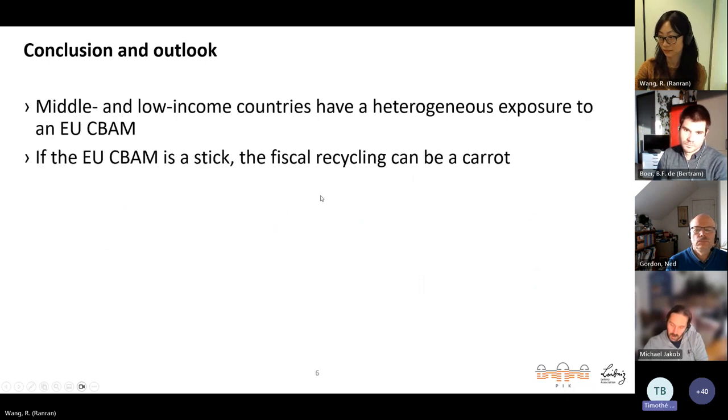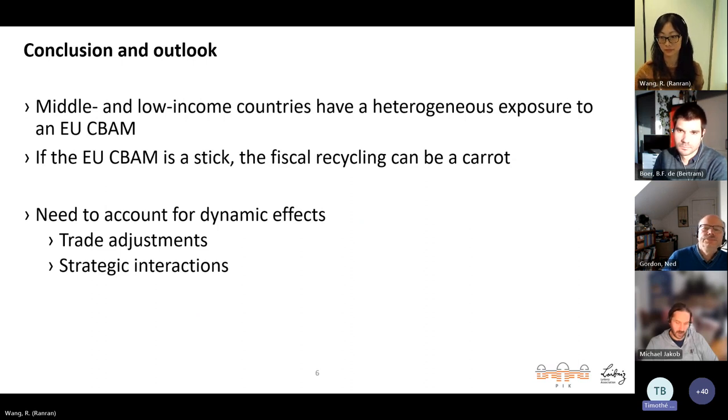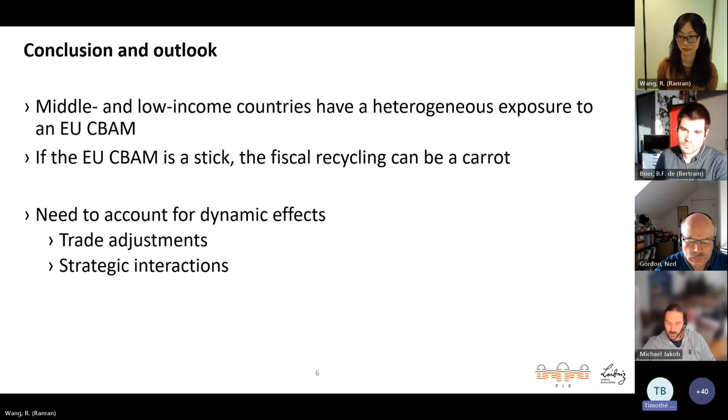So to wrap everything together, we have found in this study that middle and low income countries have heterogeneous exposure to an EU CBAM. In the literature, usually you would have a big rest of the world region, but we find that you cannot put South America and North Africa in the same group. They have very different characteristics, and that's something we need to put more attention on. Second, the EU CBAM is putting a pressure on other countries, but we can probably use the fiscal revenue to incentivize and make this policy more acceptable for other countries.